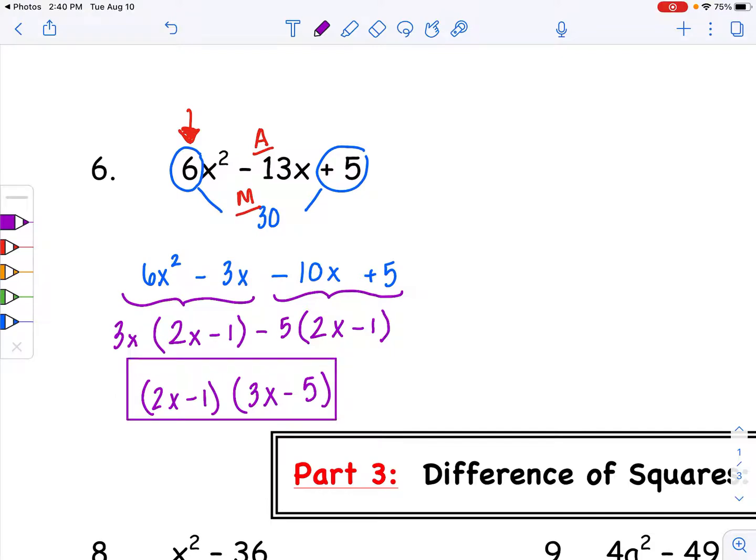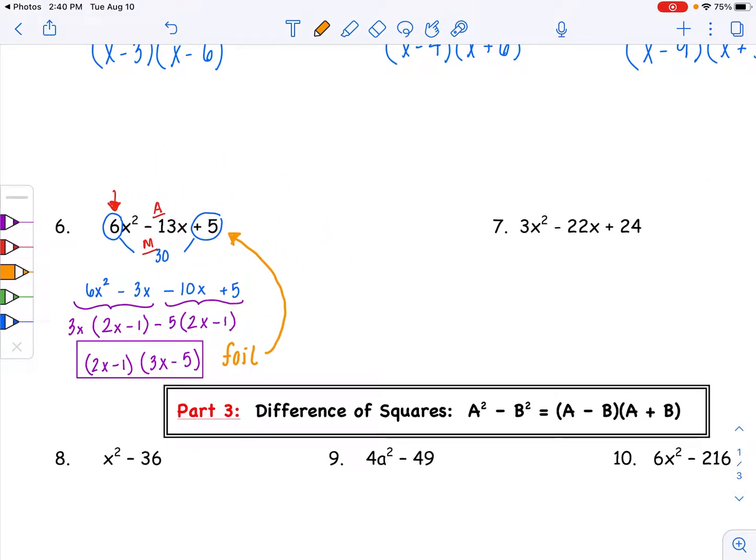And a good way to check, if you ever want to check, is just FOIL it back together, and you should get the original problem. That will also help you with the signs in case you're having trouble with that. Always just FOIL and check back.